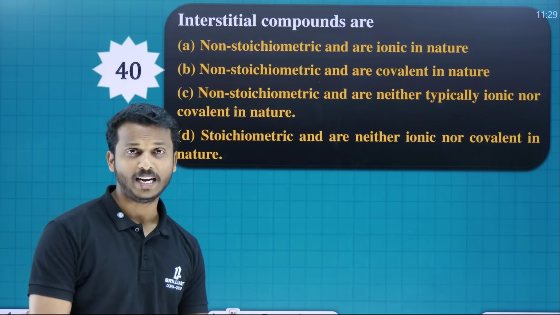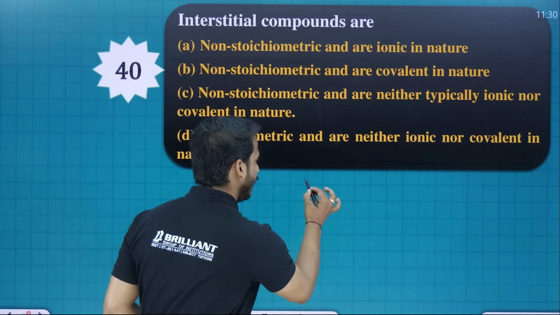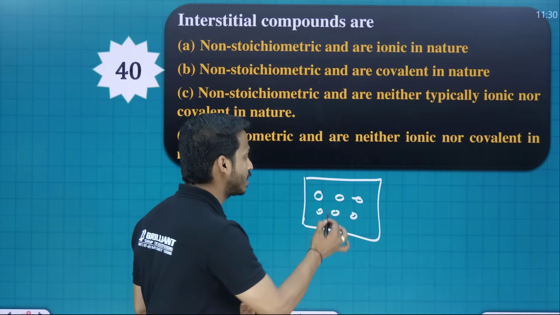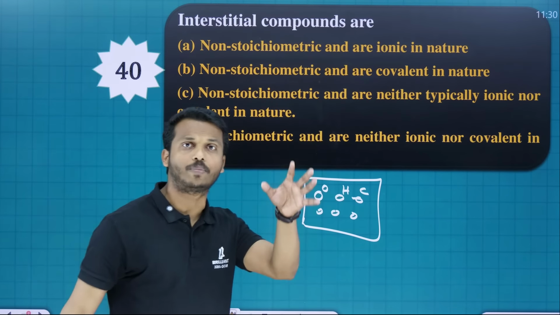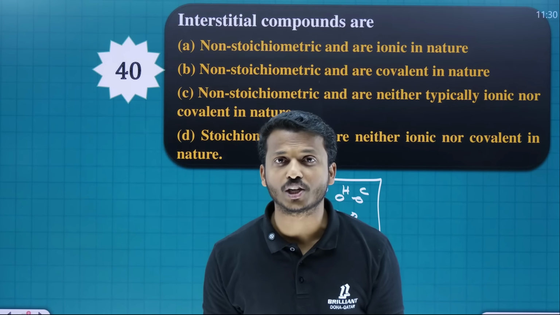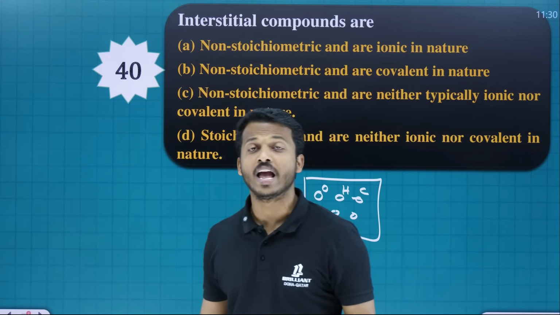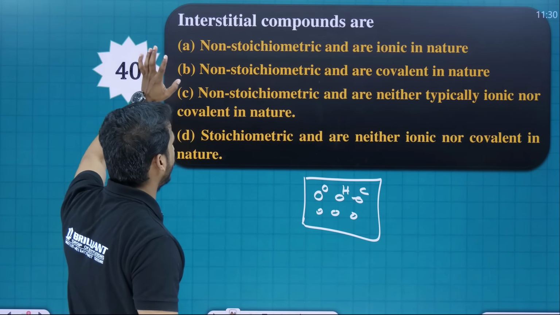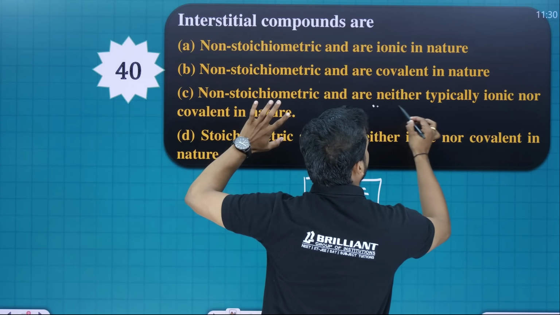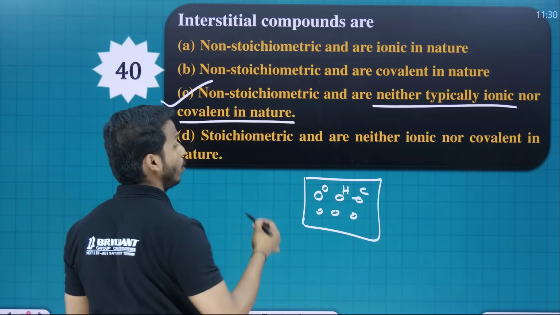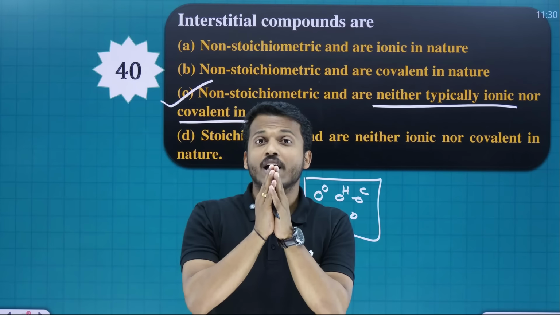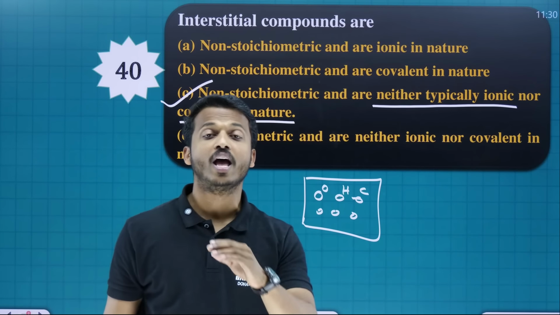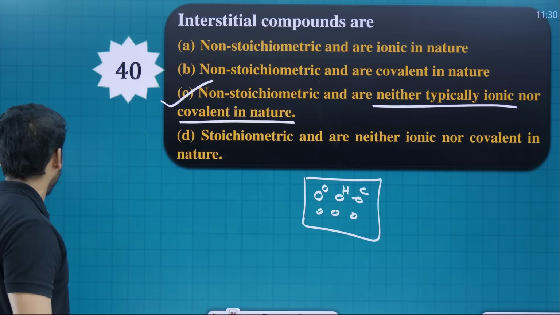Interstitial compounds are, we discussed already. In the crystal metal, small gaps will be there. In the voids, some small elements like oxygen, hydrogen, carbon are trapped. They're called interstitial compounds. Interstitial compounds are non-stoichiometric and neither ionic nor covalent in nature. Not at all stoichiometric compounds. They don't have stoichiometry, they are non-stoichiometric compounds, and they're neither ionic nor covalent in nature.